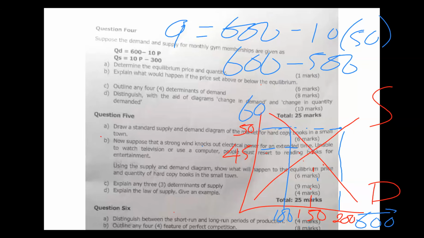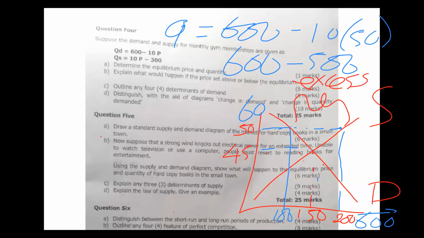Right. So is there any question? So what can you say now? If you set the price above the equilibrium, you will have the quantity demanded reducing and the quantity supplied increasing. Then you will have excess supply. Have you seen that? There is excess supply.